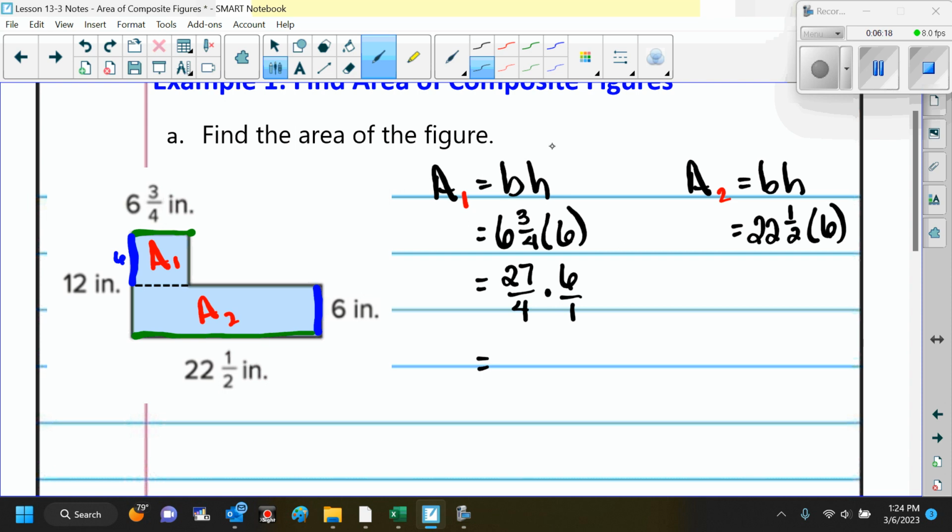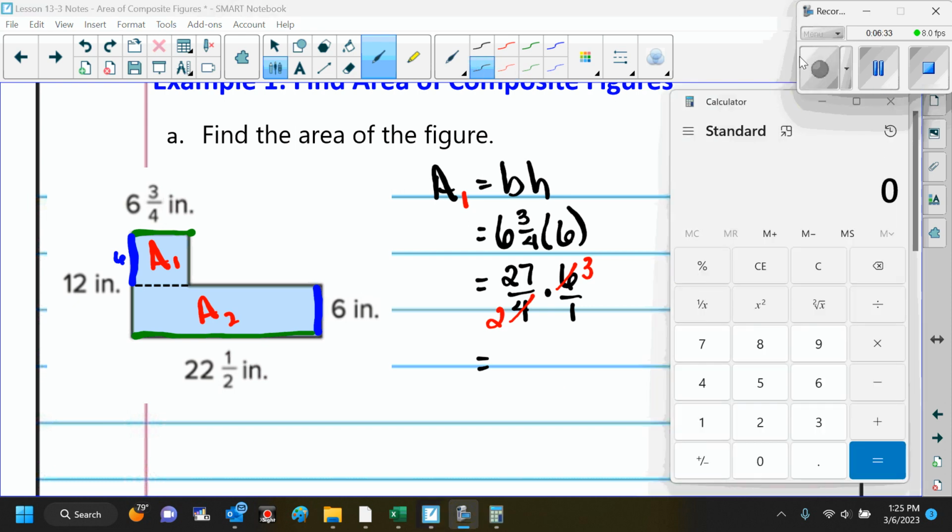Now, of course, before you multiply, you can simplify. So 4 divided by 2 is 2, and 6 divided by 2 is 3. So now we are allowed to use our calculator. So here we've got 27 times 3. That gives us 81.